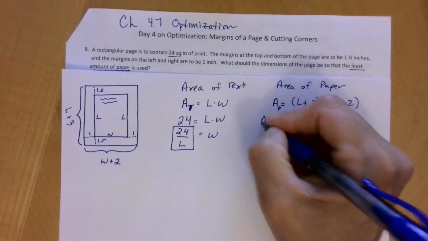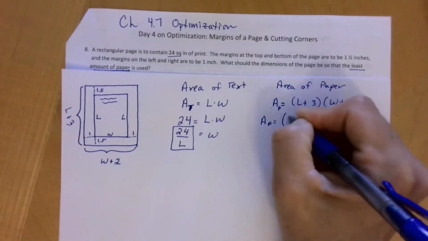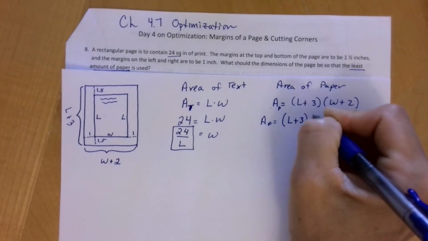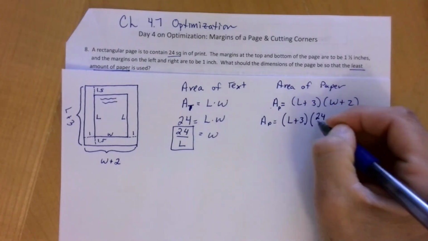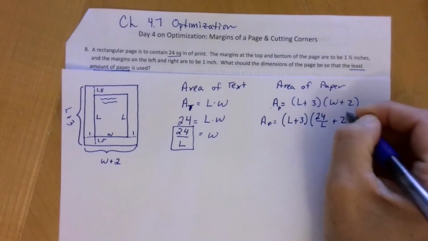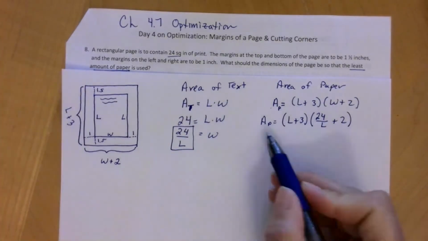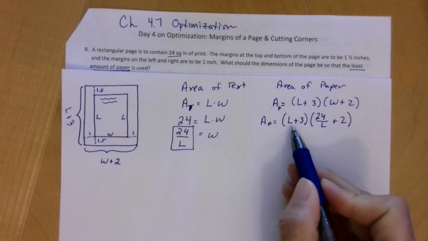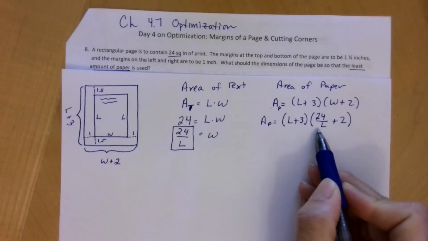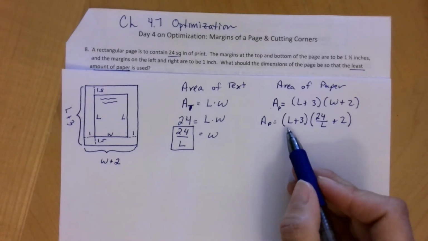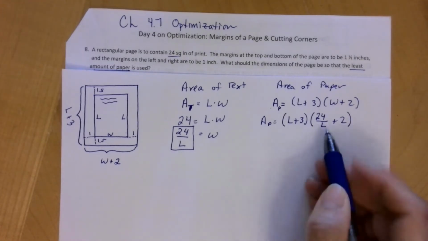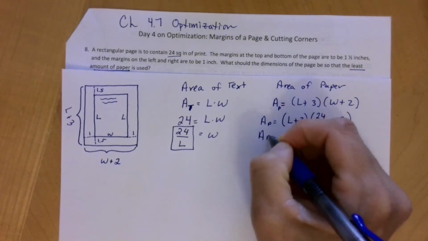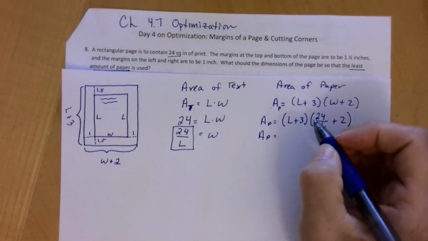So I'm going to bring down my area equals my length plus 3 times, and in place of W, I now have 24 over L plus 2. And I've now written my area equation in terms of just 1 variable. If you want to differentiate as is, you would have to use your product rule, and you certainly can do that. I'm going to choose to distribute this out. So I'm going to FOIL this out so that I can use my power rule instead.